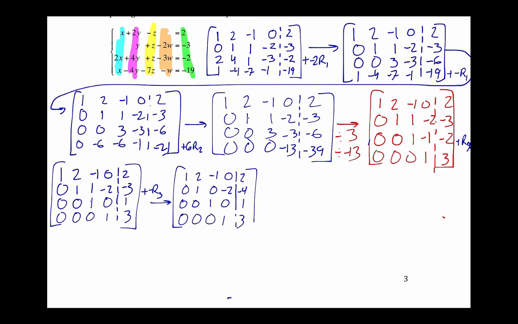Okay, getting a little cleaner. We got some more zeros. Now I'm thinking, let's see if we can get rid of this -2. To get rid of that -2, let's add 2 times our final row, 2 times row 4.